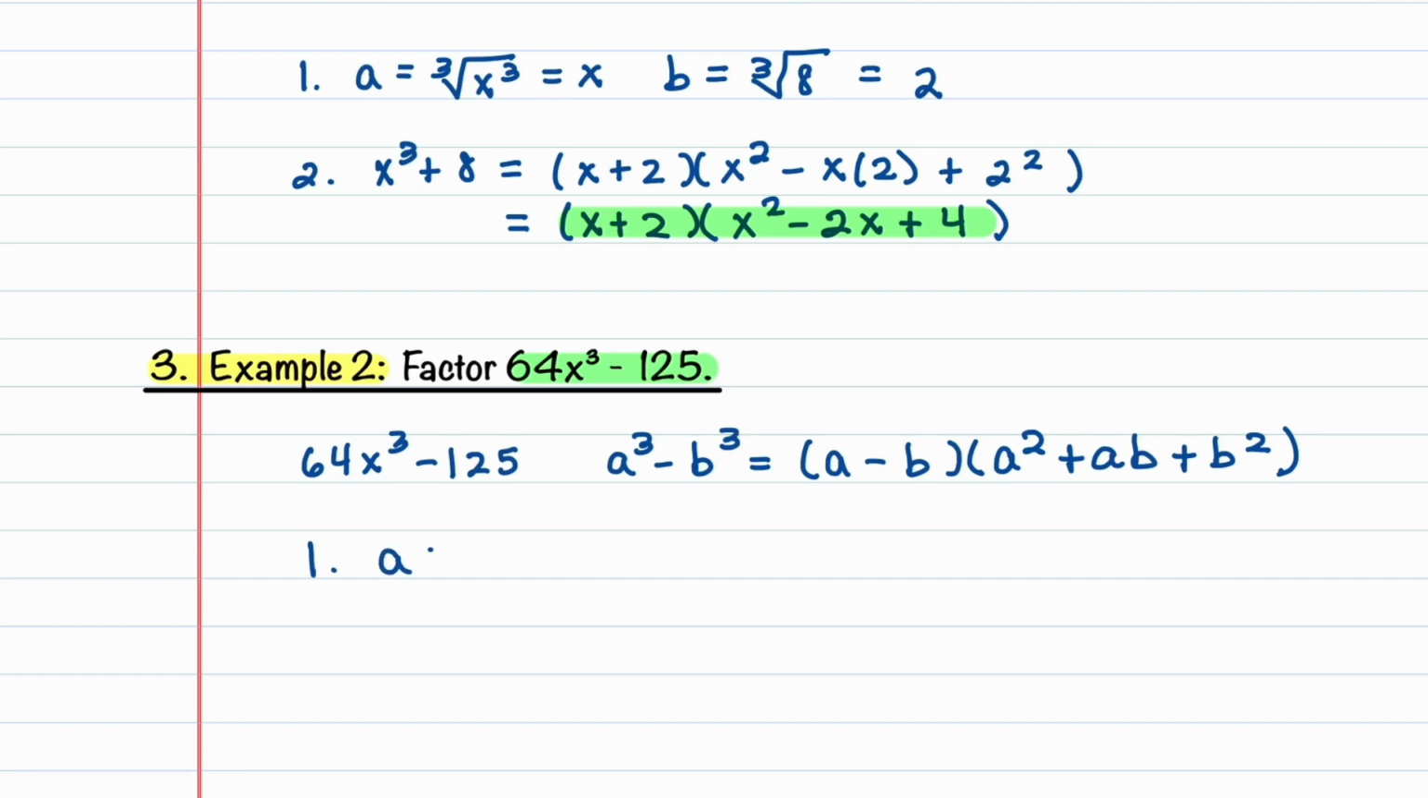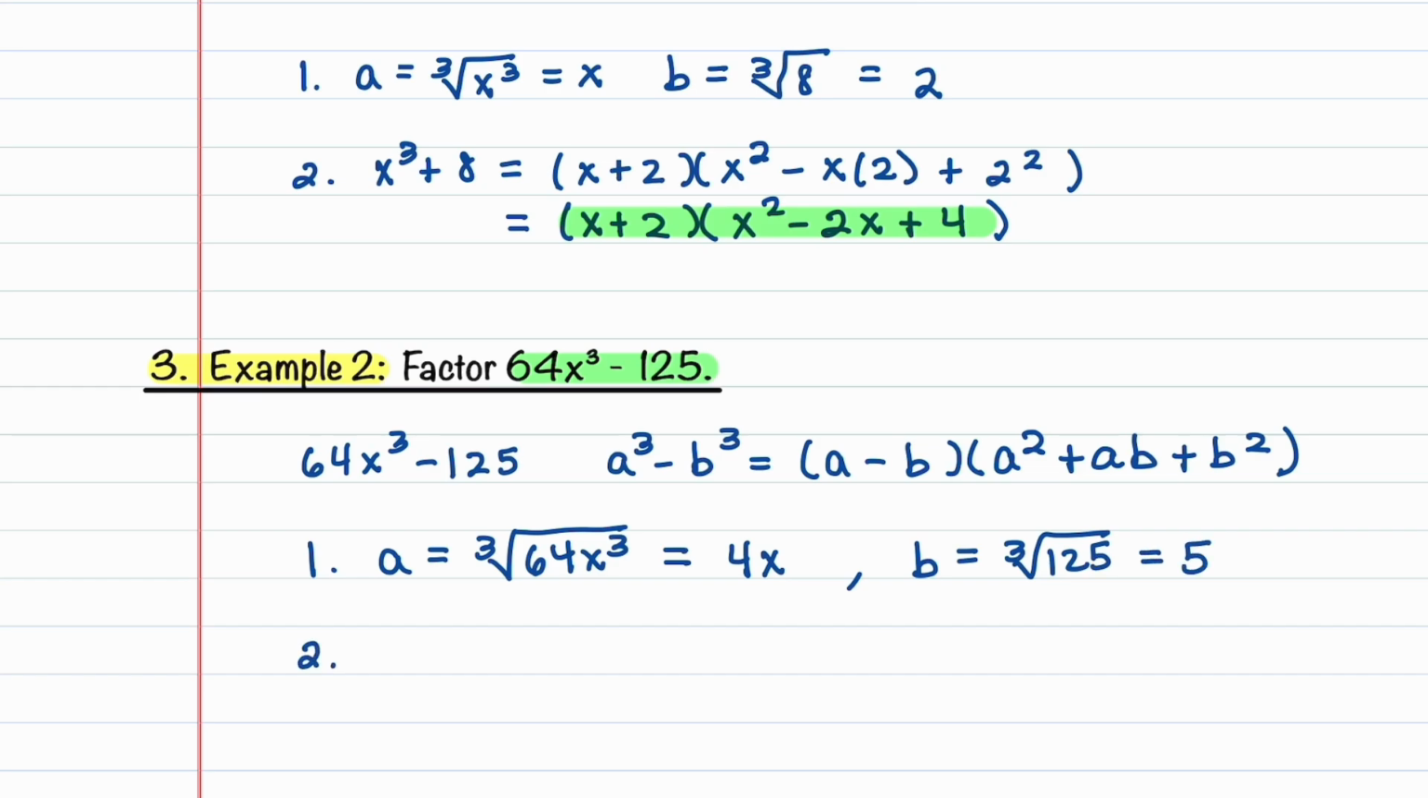A is the cube root of our first term, 64x cubed. The cube root of 64 is going to be 4 because 4 times 4 times 4 is 64. And then the cube root of x cubed is just x. Then we have b is the cube root of 125, and that's equal to 5.